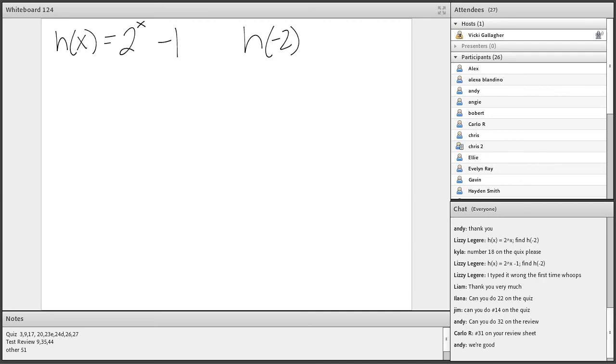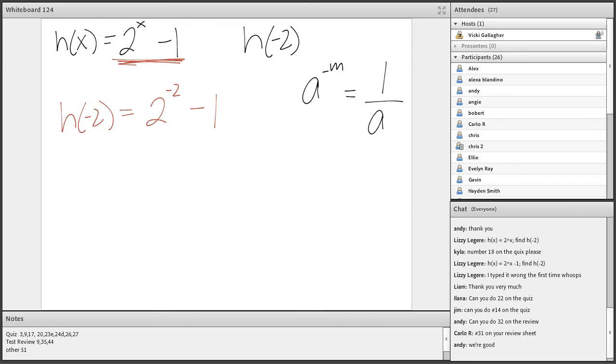And so that means we're going to plug in a -2 for the x. We're only going to plug it in on this side, right? So h of -2 means 2 to the power of -2 minus 1. All right, so one of our rules about exponents says if you have a negative exponent, you're going to take your problem and you're going to make it a fraction. And when you make it a fraction, the exponent can become positive. So since this is a negative exponent, I'm going to make a fraction. And when I do that, I can make it a positive exponent instead.